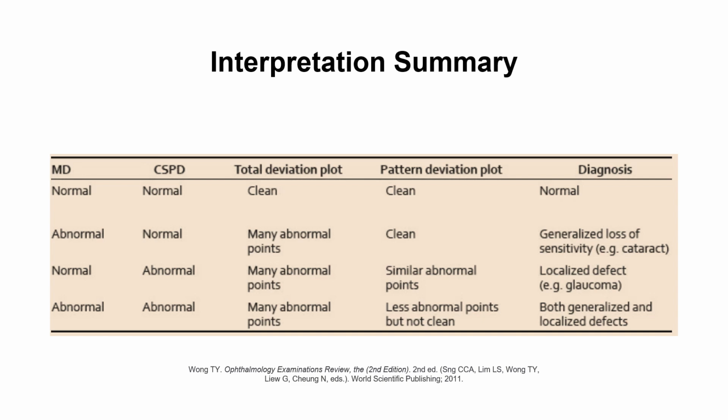But if you see normal MD with abnormal corrected PSD, abnormal total deviation plot and abnormal pattern deviation plot, it is most probably glaucoma due to localized effects, or a localized effect due to other causes. And if you see abnormal MD with abnormal corrected PSD, abnormal total deviation plot and abnormal pattern deviation plot, this means you have both generalized and localized effects. For example, this can happen in advanced glaucoma.